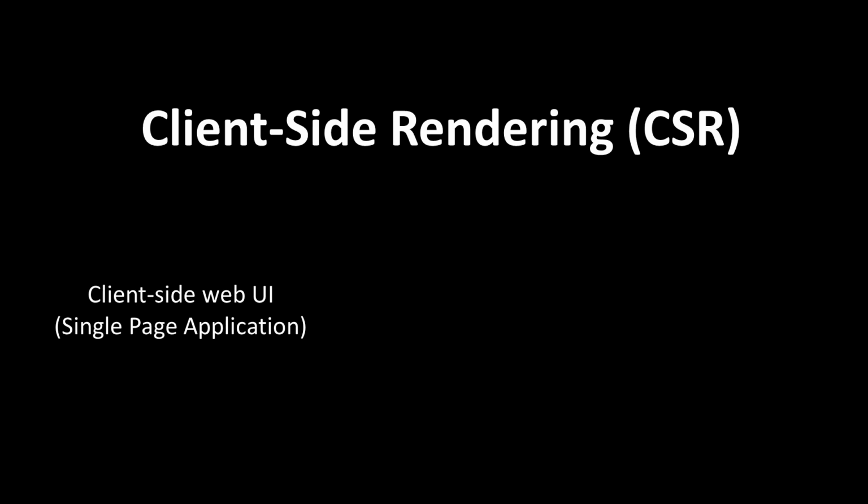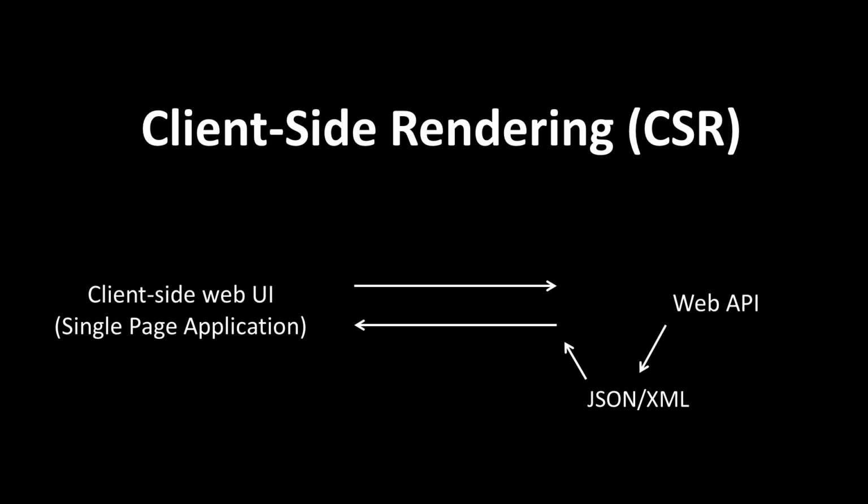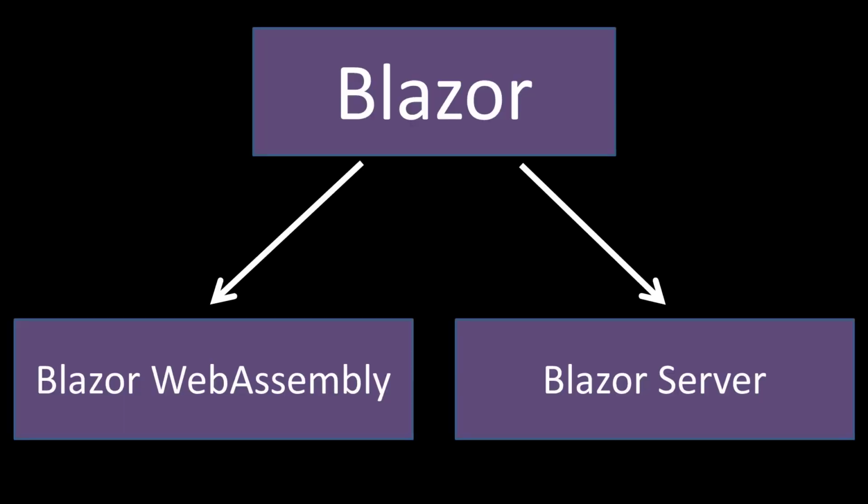When the application needs additional data, it might call into a web API, and the web API will return JSON or XML data, and that data will be sent in the response back to the browser, and the page will be updated. Now, to build such interactive web apps in .NET, we have the Blazor framework, and we can use Blazor WebAssembly or Blazor Server.